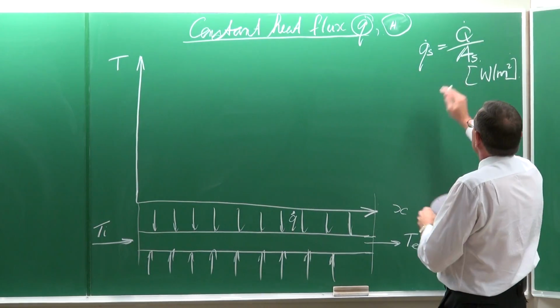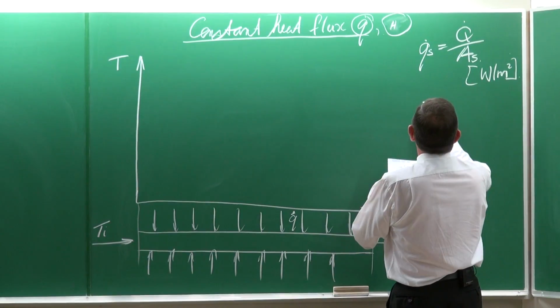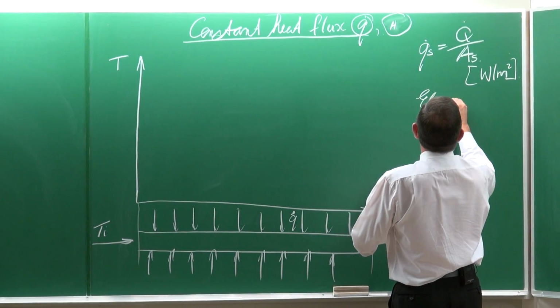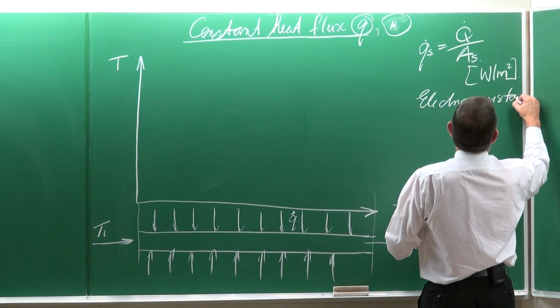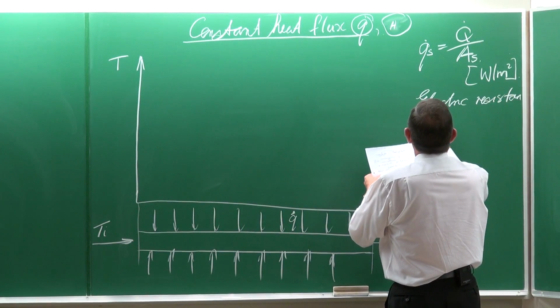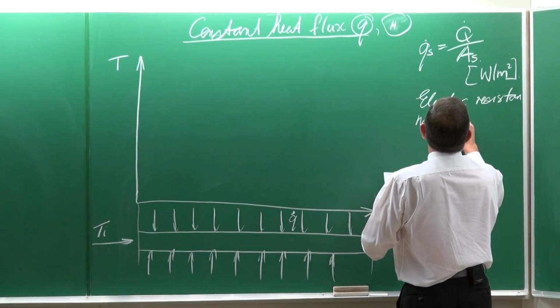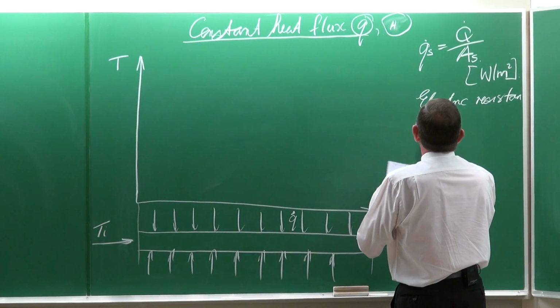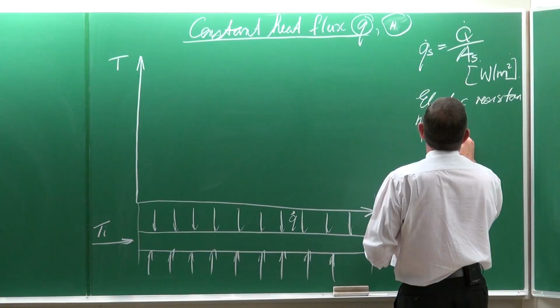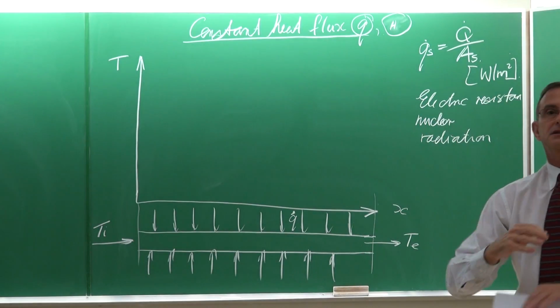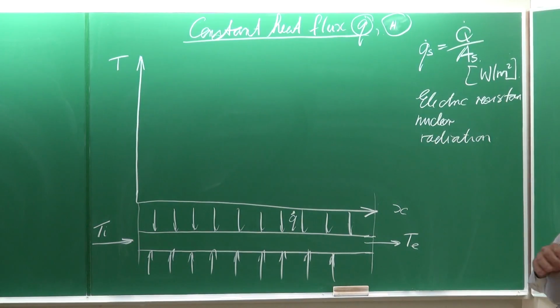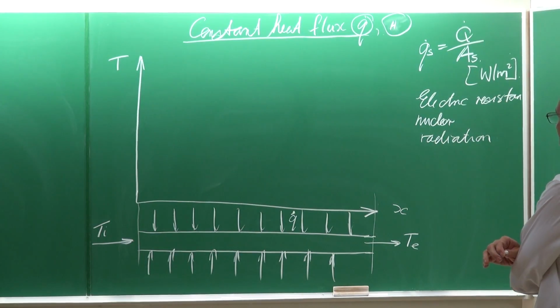Watts per square meter, and typical applications would be electrical resistance heating, nuclear reactions, as well as solar radiation. Those are three typical practical applications where you will have a constant heat flux.